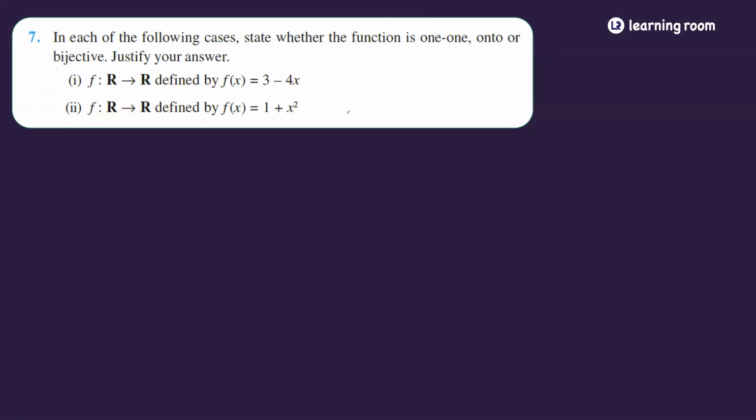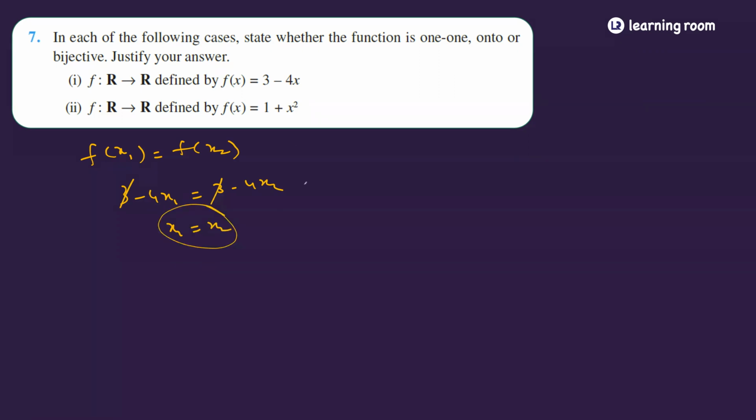What about the 7th one? In each of the following cases, state whether the function is one-one, onto, or bijective. First one is bijective. Okay. So how to do that? You will say f of x1 is equal to f of x2. So 3 minus 4x1 is equal to 3 minus 4x2. 3 and 3 will get cancelled. x1 will be equal to x2.